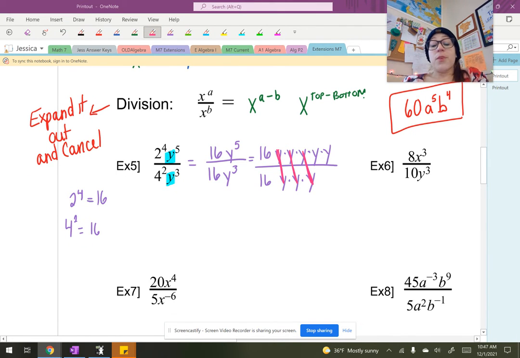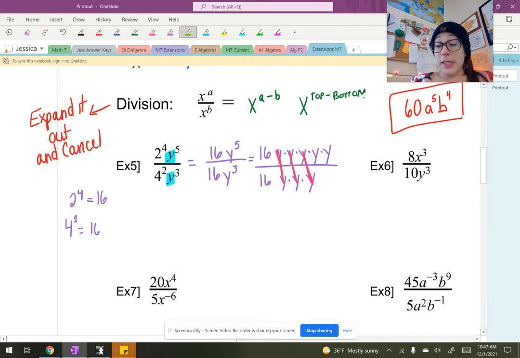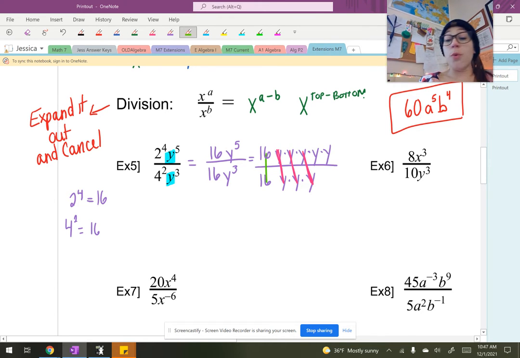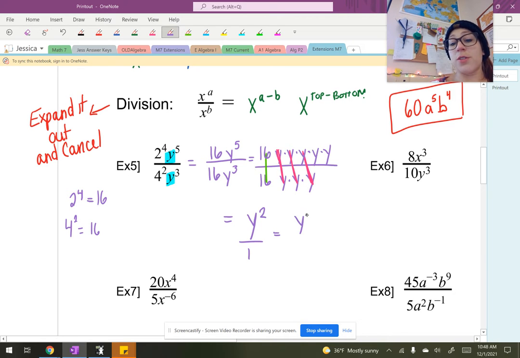So notice 3 sets of our y's canceled out. Also, 16 divided by 16 is also just 1. So what am I left with here? I'm left with y times y on the top of my fraction, which can just turn into y squared over 1, which is really just y squared.